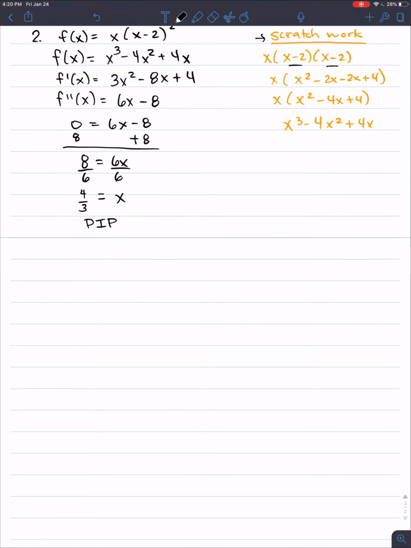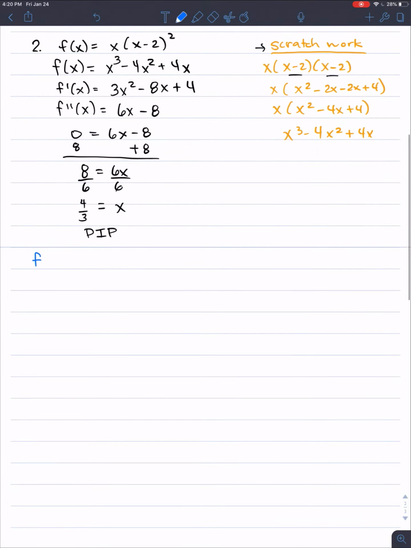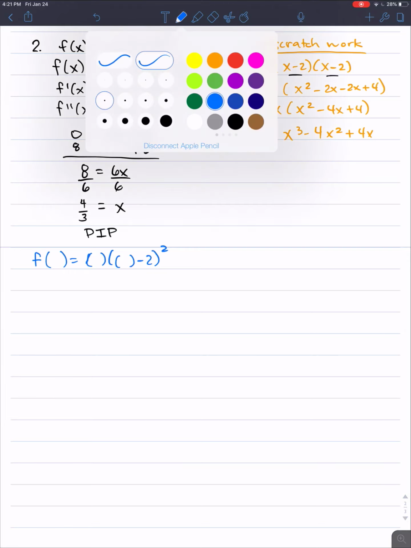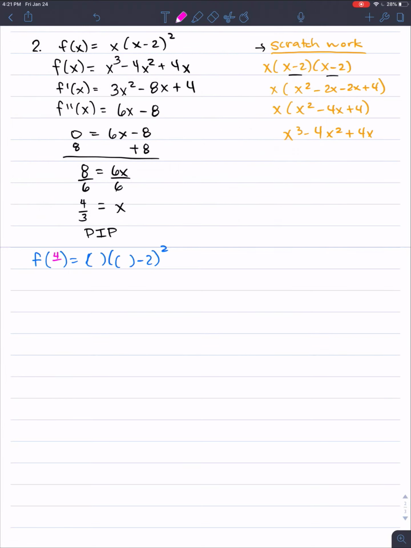Now how do we find the y value of that? You can take your original function, which is just x times x minus 2 squared. So you're going to go back up to your original f of x. It doesn't matter which form you use, if you use the FOILed out form or not. And we're going to plug in our x value of 4/3. So that's just going to be 4/3 times 4/3 minus 2 squared. Do inside the parentheses first, so 4/3 minus 2, get that answer, square it, and then multiply that by 4/3.